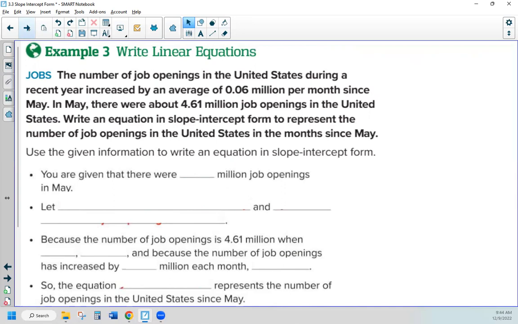Let's go ahead and read it, and then I'll tell you exactly what I was going to say. The number of job openings in the United States during a recent year increased by an average of 0.06 million per month since May. Okay, so since May, that's our starting point. In May, there were about 4.61 million job openings in the United States. Write an equation in slope-intercept form to represent the number of job openings in the United States in the month since May.